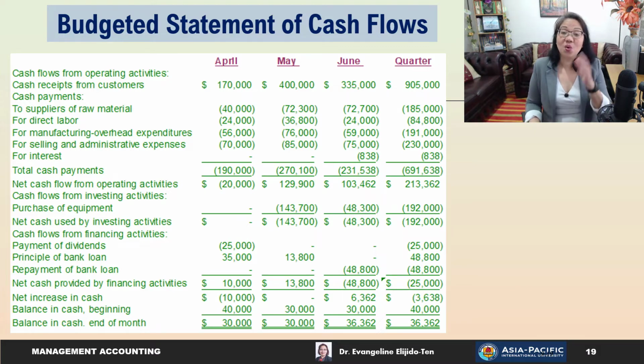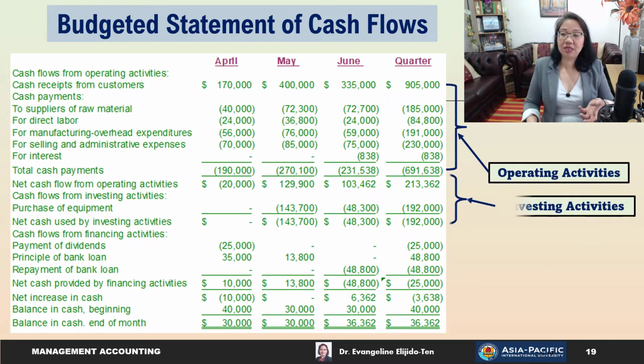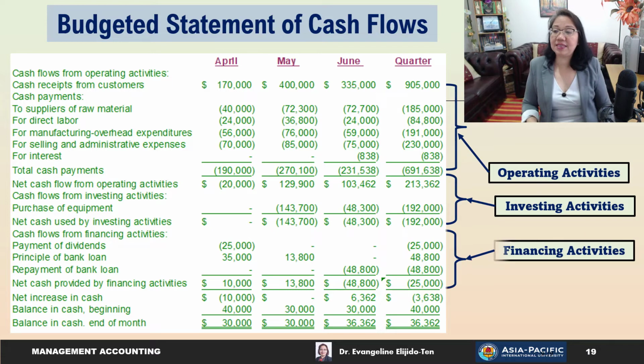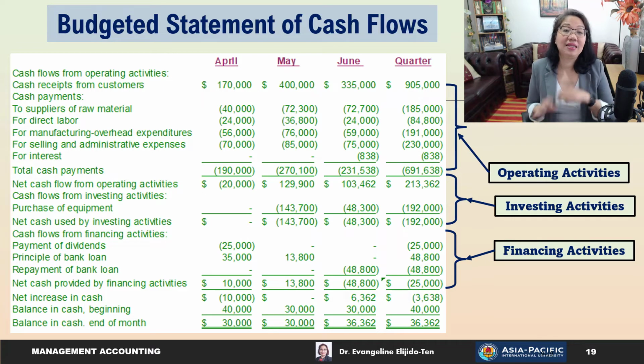Notice here that we are showing it in the same format of statement of cash flows. We have the operating activities, we have the investing activities, and we also have the financing activities. And where do we get the information for the budgeted statement of cash flows? These are all taken from the cash budget. Notice that our balance at the end of the quarter is $36,362, the ending balance in June.